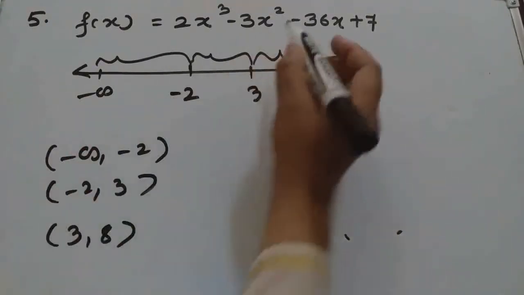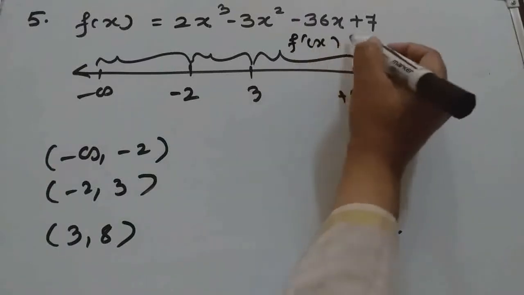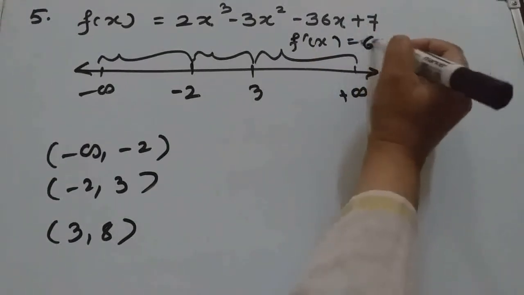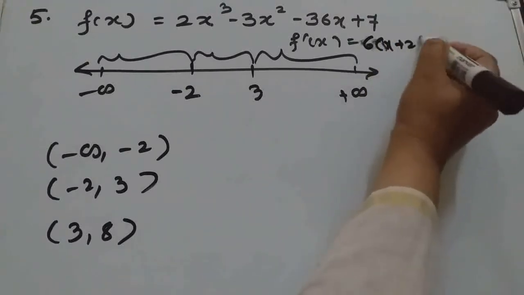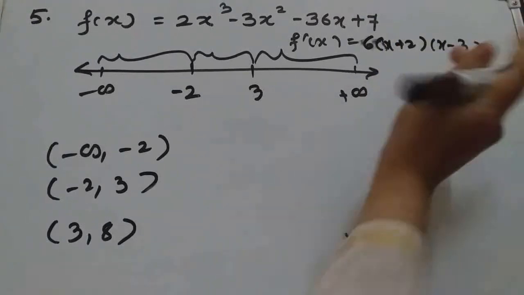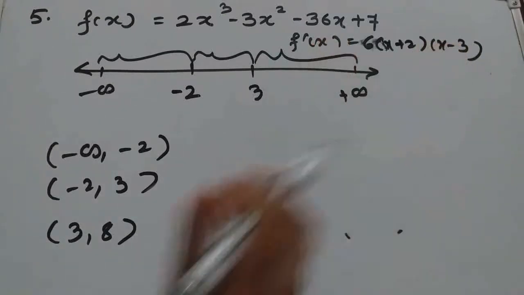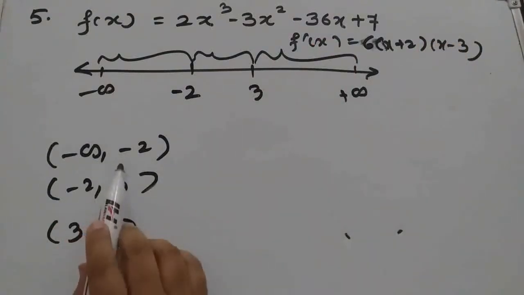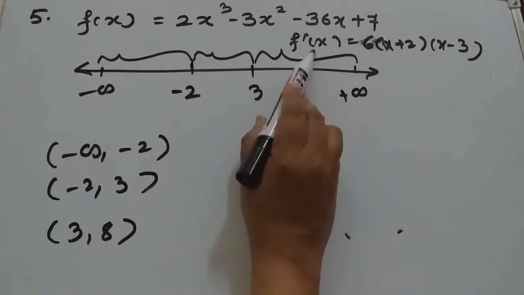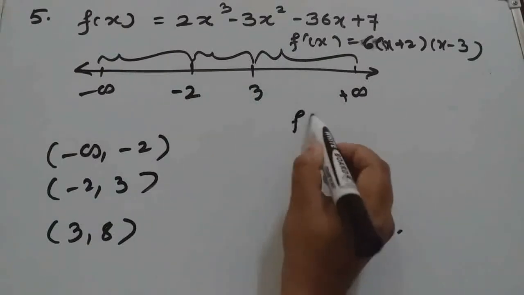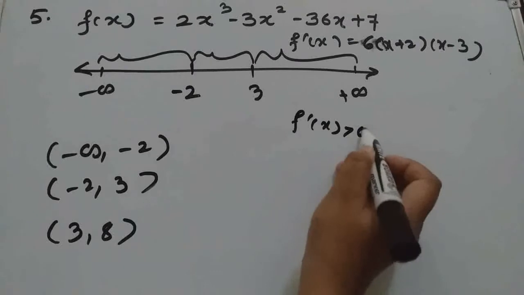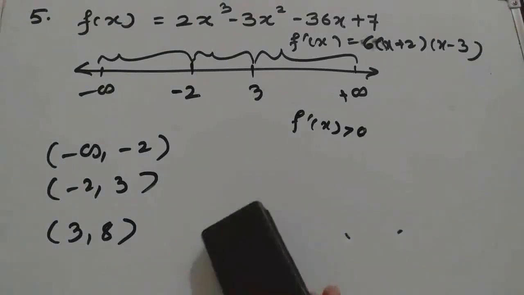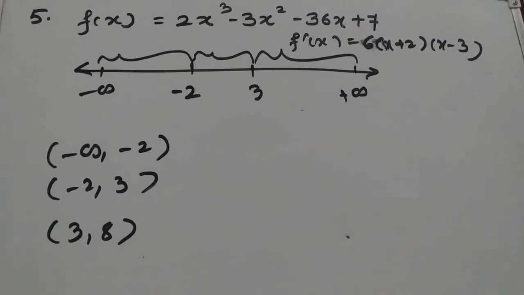So f dash of x was 6 times (x minus 3) times (x plus 2). This is the f dash of x value. Now these are the intervals, and we have to check the sign of f dash of x. If f dash of x is positive, we can write the function is increasing. If f dash of x is negative, we can write the function is decreasing.